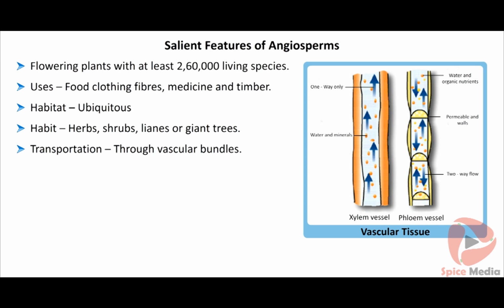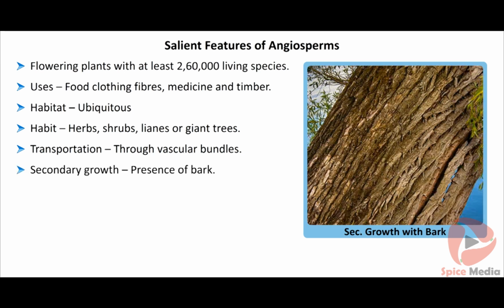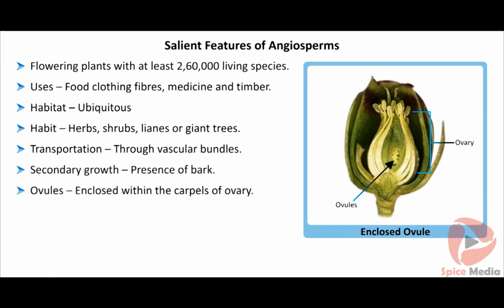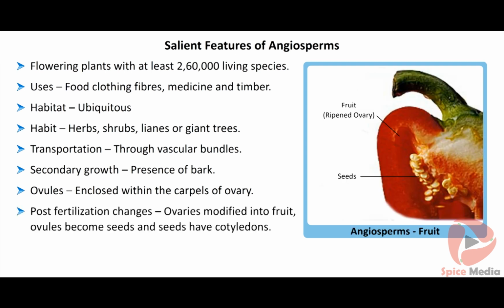Conducting tissues are well developed. Secondary growth is prominent with bark. Ovules are enclosed within the carpels of the ovary. After fertilization, ovaries are modified into fruit. Ovules become seeds and seeds have cotyledons.